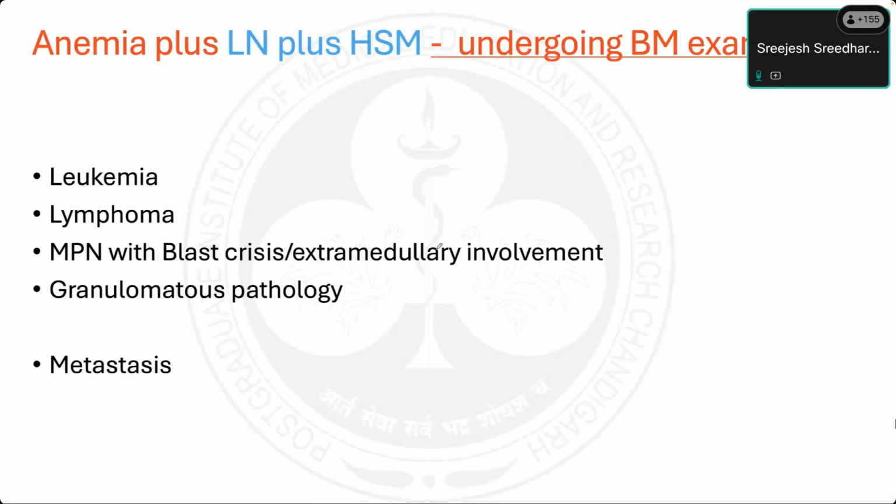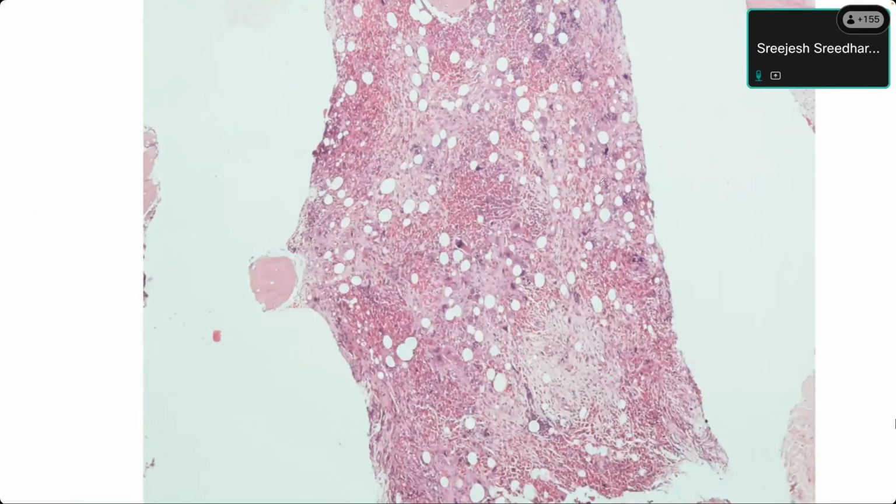So this was the biopsy. If somebody is ready to quickly describe, please describe this biopsy. Quick and crisp. So this is around a 37-year-old person. Sir, hypocellular, sir. Hypercellular. Why are you saying hypocellular? It's a hypercellular marrow, right?